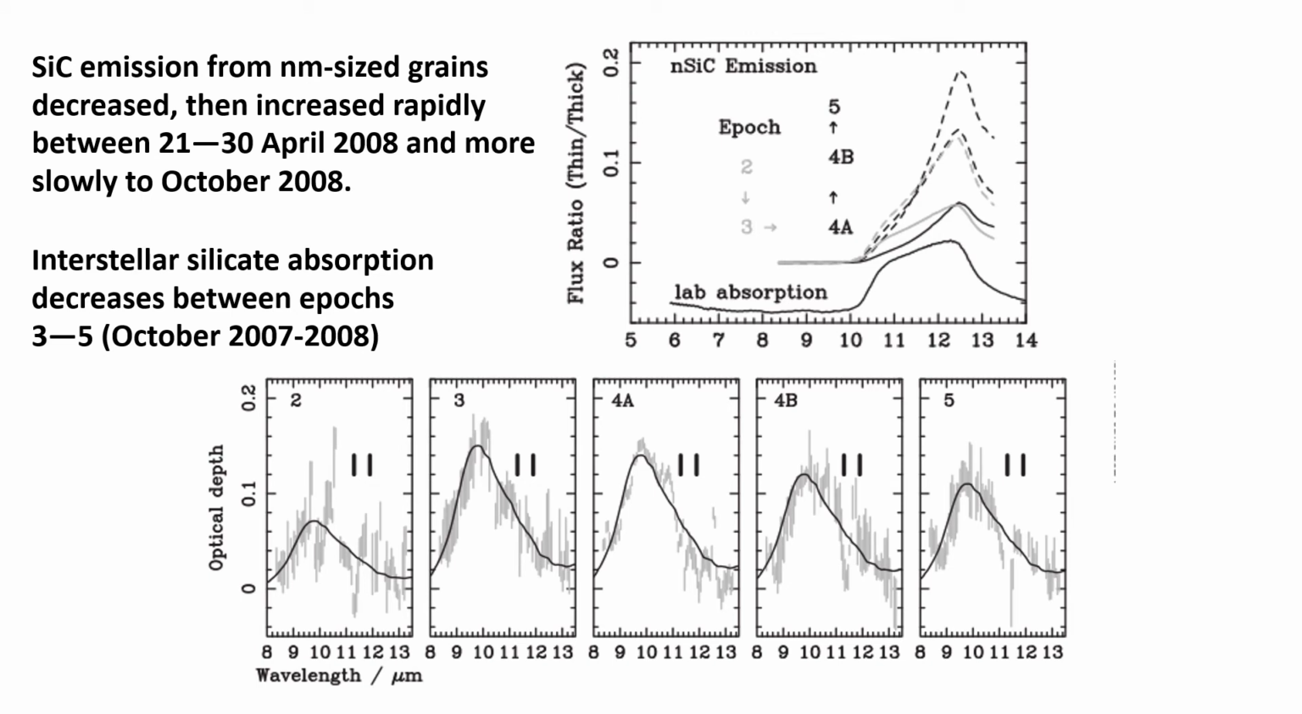The modelled silicon carbide emission varied between epochs. It decreased at the beginning and then rapidly increased between the 21st and 30th of April 2008, and then continued to increase up to October 2008. At the same time, the amount of modelled interstellar silicate absorption decreased between October 2007 and October 2008. The decrease was subtle, but it was consistent across epochs.